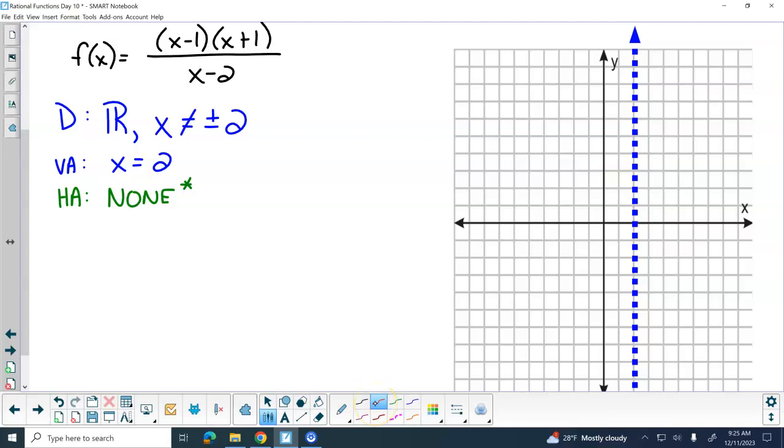Y-intercept. 1/2, because if we plug in 0, then we've got 0 minus 1, 0 plus 1, and 0 minus 2. So that's going to be negative 1 times positive 1 all over negative 2, which is negative 1 over negative 2, which is positive 1/2. Okay. X-intercepts.